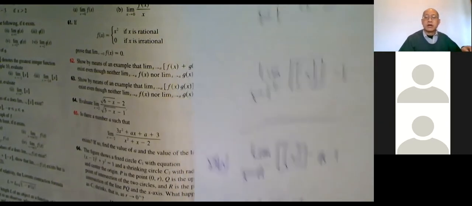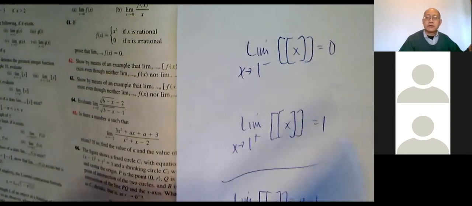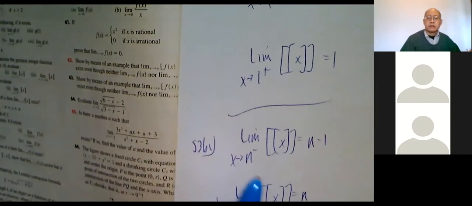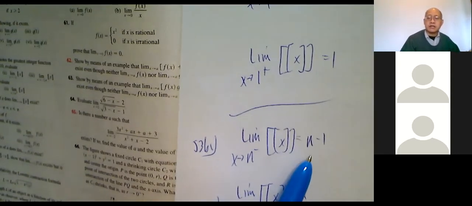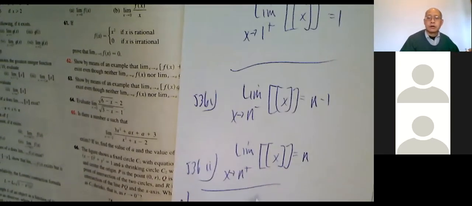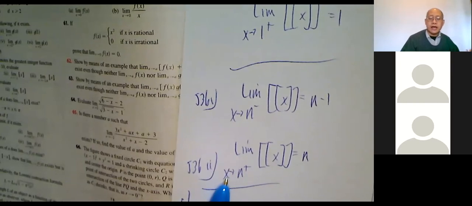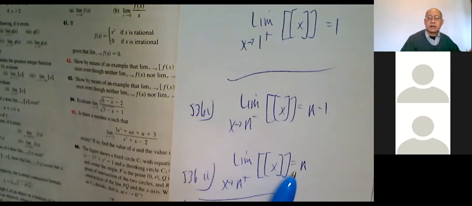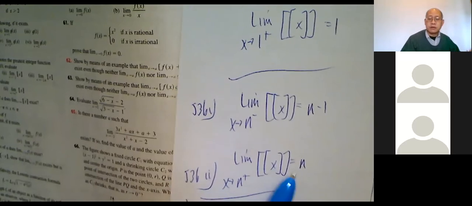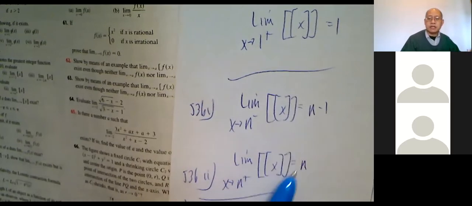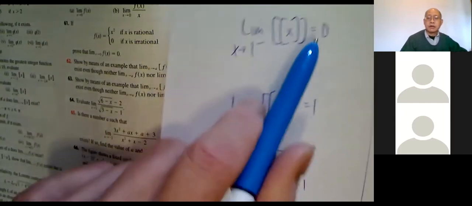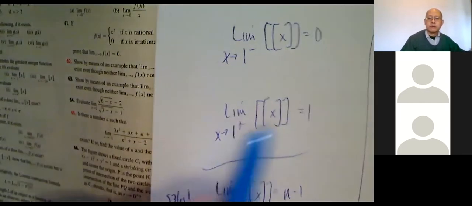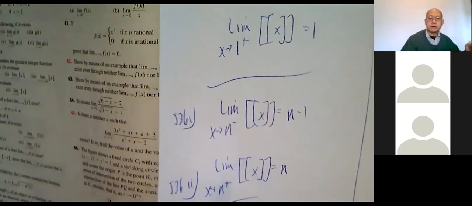So that means in general, it looks like if I'm coming from the left, you subtract 1. So the limit as x approaches n from the left of the greatest integer function is n minus 1. The greatest integer function as x approaches n from the right is n itself. So this one is n minus 1, this one is n. And if you just look at an example, 1 from the left is 0, 1 from the right is 1. So it looks like so.